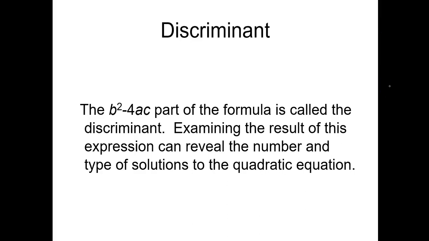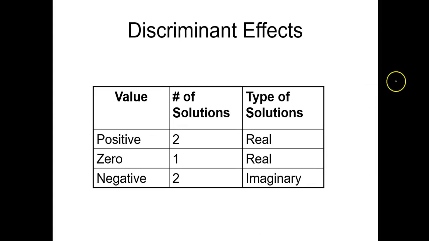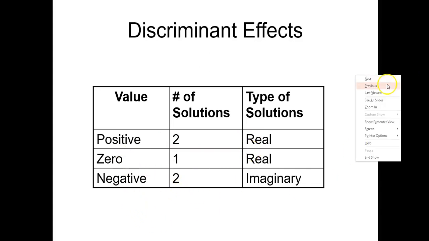The b squared minus 4ac part of the formula is called the discriminant. Examining the result of this expression can reveal the number and type of solutions to the quadratic equation. If your discriminant is positive, you've got two real solutions. If it's 0, you have one real solution. If it's negative, you have two imaginary solutions.